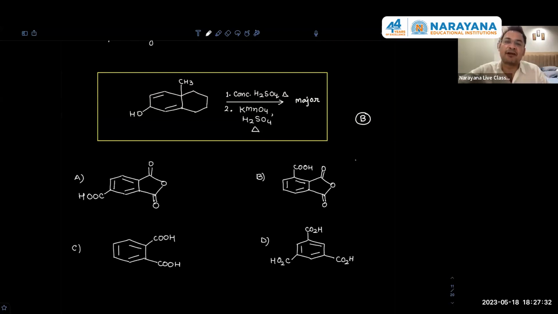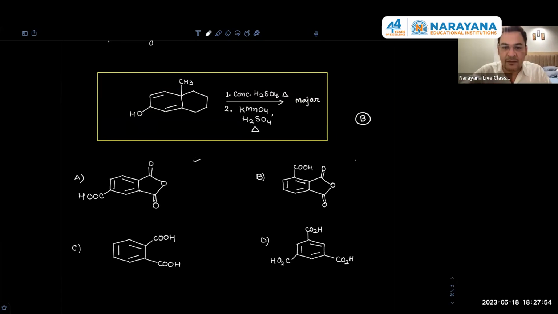Absolutely. Perfect. It's very good. Concentrated H2SO4. You will just do protonation here. Remove this water, you will get a cation. Pi bond shift, here we get a cation. Migrate the methyl. The cation will be more resonance stabilized. Then again do resonance, the cation will be here. Then do elimination. You will get a benzene ring.